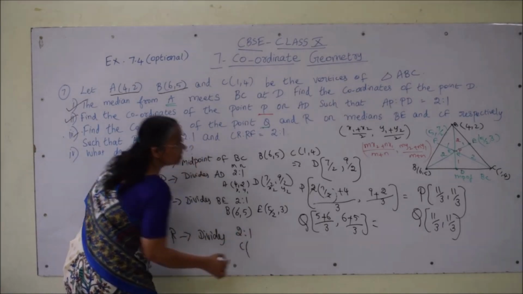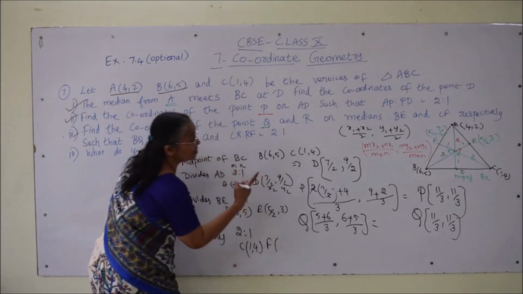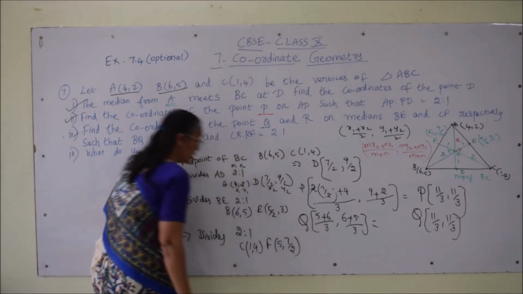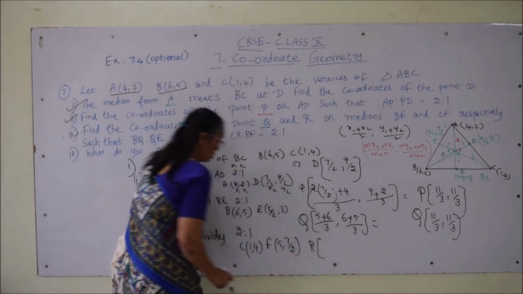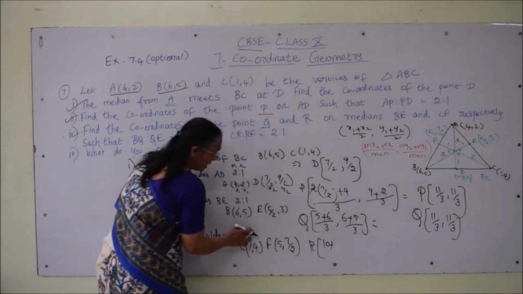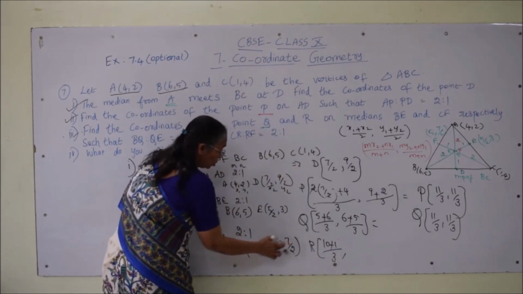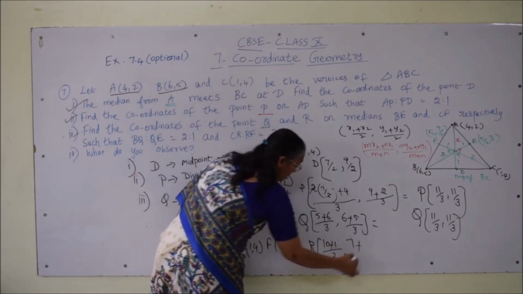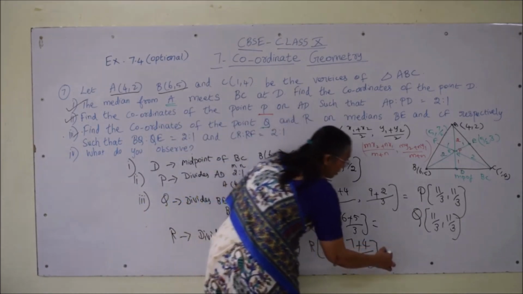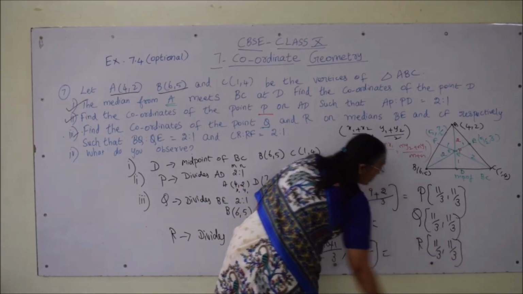So, C vertex is (1, 4) and the point F, we found that it is the midpoint of AB, (5, 7/2). Now, again let us use the section formula. So, the coordinates of R are (2 into 5 plus 1 into 1) by 3 comma (2 into 7 by 2 plus 1 into 4) divided by 3. So, we get R point as (11/3, 11/3).